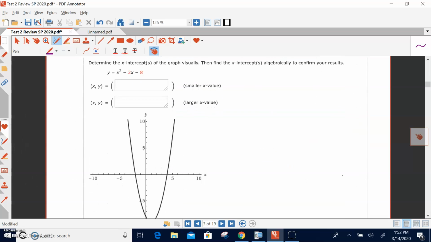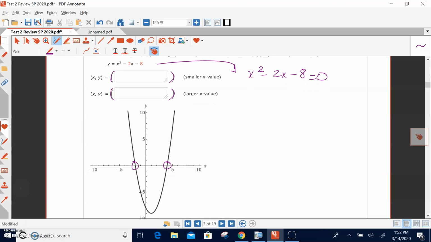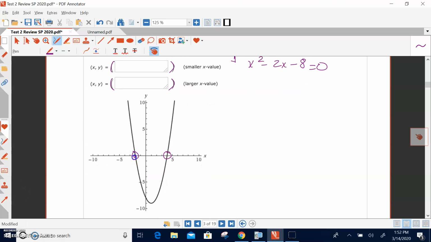Okay, very similar. Let's find the x-intercepts. They're asking us to put this in ordered pair notation. Notice they give you the parentheses. So let's come over here: x squared minus 2x minus 8 equals 0. Let's also look at the graph. It looks like there's one there and one there. It looks like it might be at -2, and that one looks like it might be at 4.